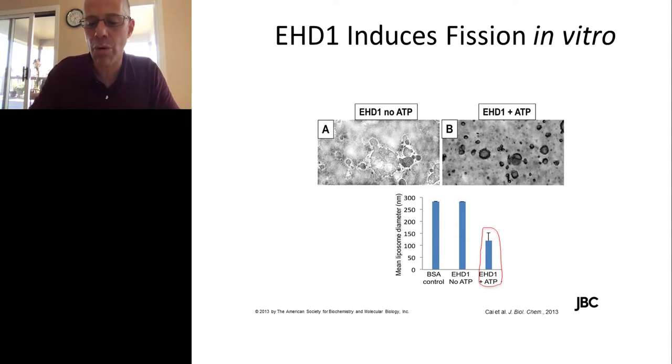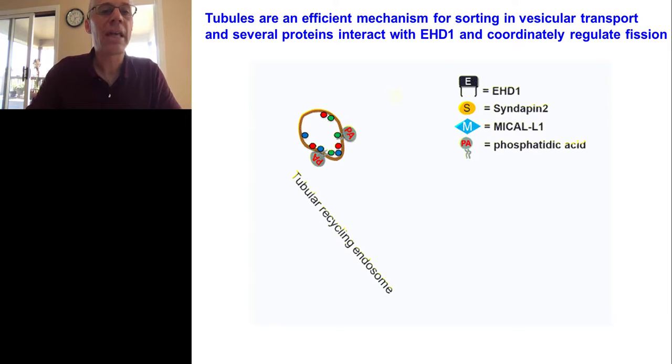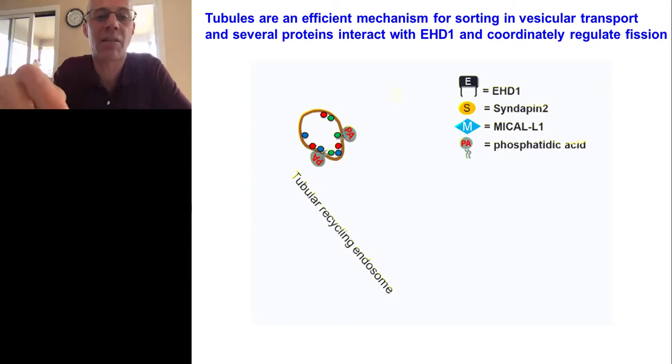So this is more evidence that it's involved in fission. And our essential thoughts are, and I won't go again through this whole idea, but these are the tubular endosomes that we think that to some degree MICAL-L1 and syndapin may be involved in their generation by binding to phosphatidic acid, in data I'm not showing you today. And receptors are sorted along these tubular recycling endosomes.